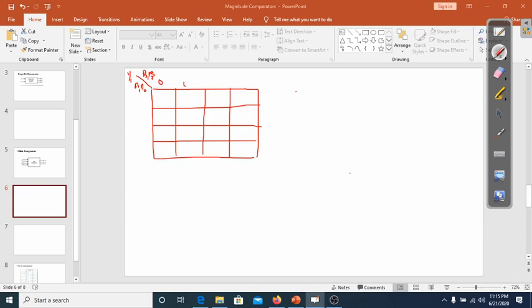So first 0 0, 0 1, 1 1, here 1 0, then 0 0, 0 1, 1 1 and 1 0. So the first is the case when A is greater than B. So here A0 is 0, A1 is 0, 0 0. So the output would be 0. So here A is 0 0 and B is 0 1, the output is 0. So we are considering the output when A is greater than B.